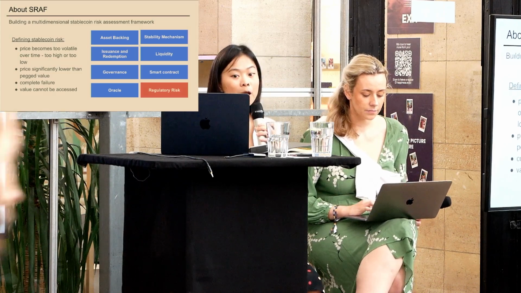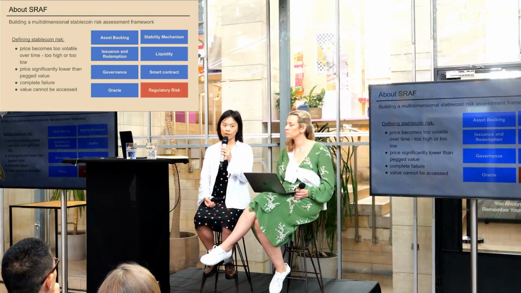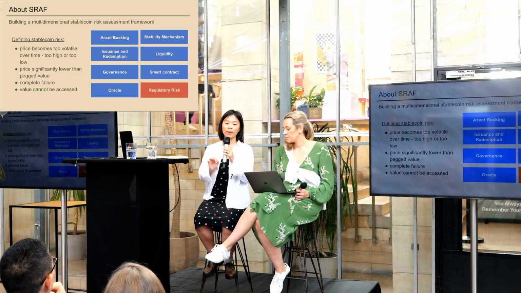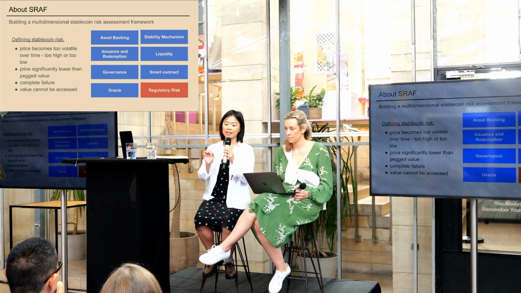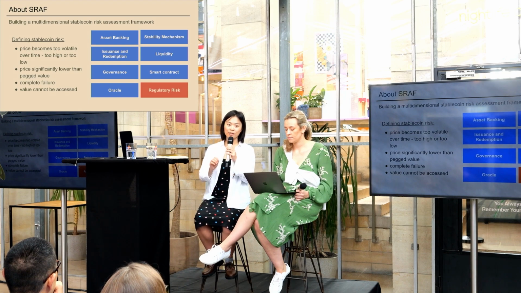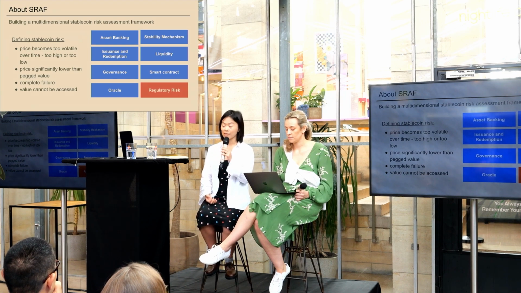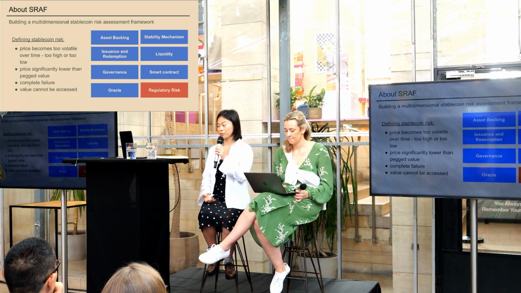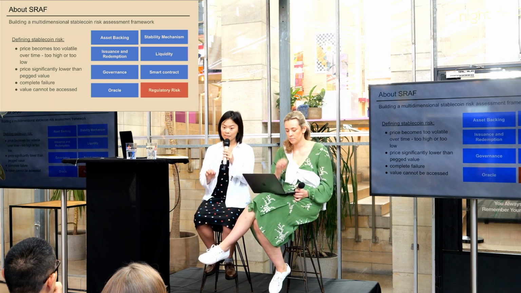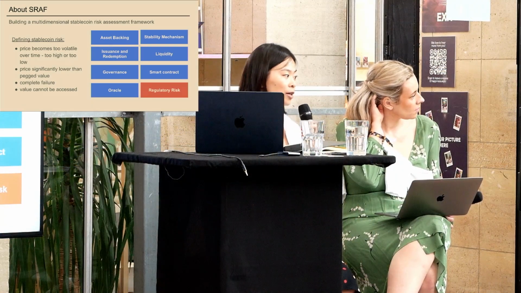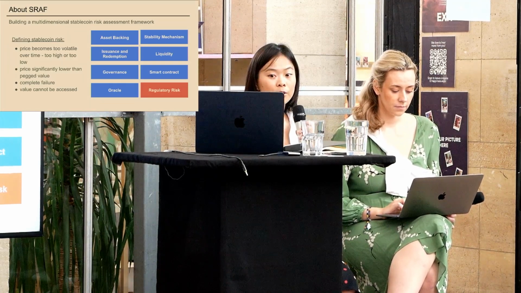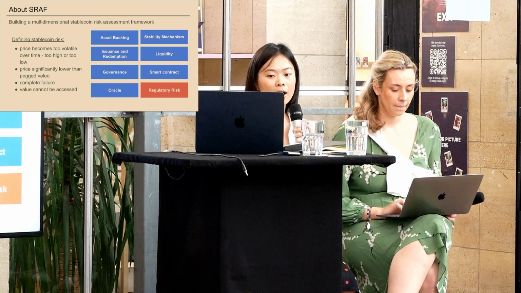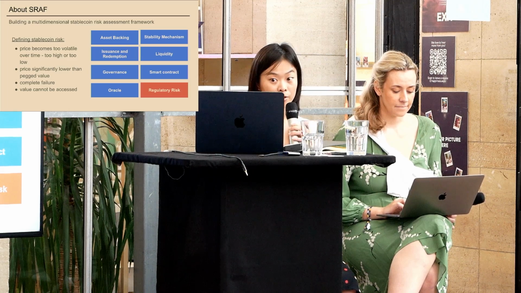And then secondly is the price being significantly lower than the peg value. In this case, the stablecoin may or may not be able to recover to its peg. In the latter case, the user will take a haircut on their stablecoin holding. And then the third one is a complete failure of the project. That's what happened to Terra. And then the last one is when the stablecoin value is still there, but the user is not able to access the stablecoin. It is often associated with users being censored by a centralized party or authorities.